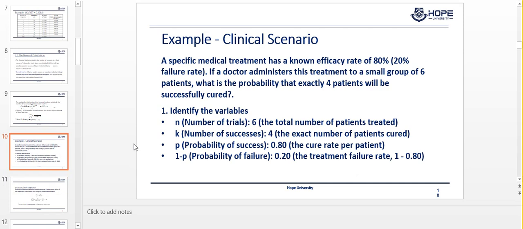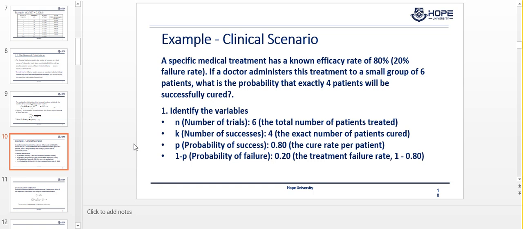For example, to understand binomial distribution, a specific medical drug has a known treatment efficacy rate of 80%. So 80% success means there is also a 20% failure rate. If the doctor administers this treatment to a small group of 6 patients, what is the probability that exactly 4 patients will be successfully cured?